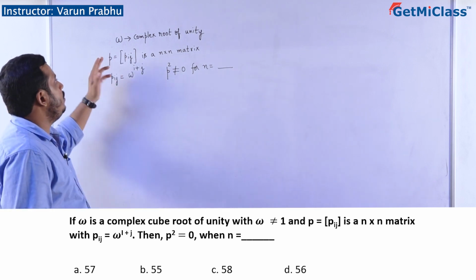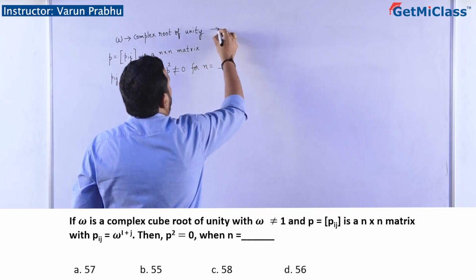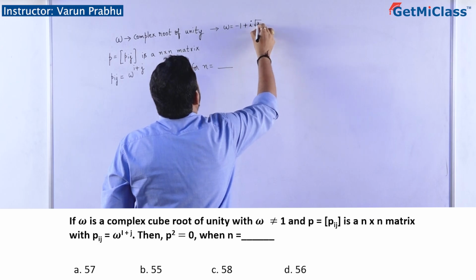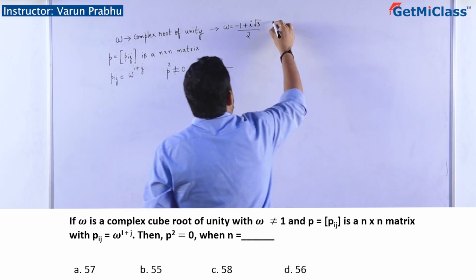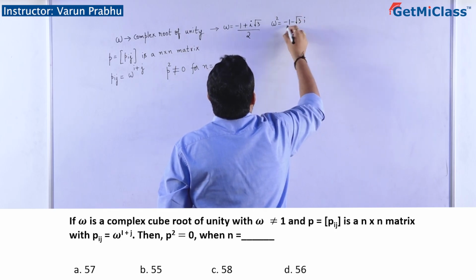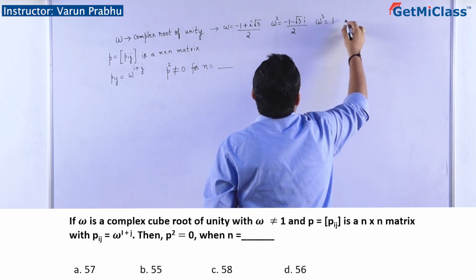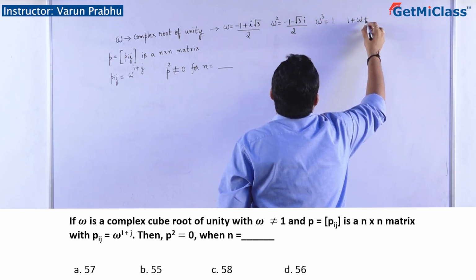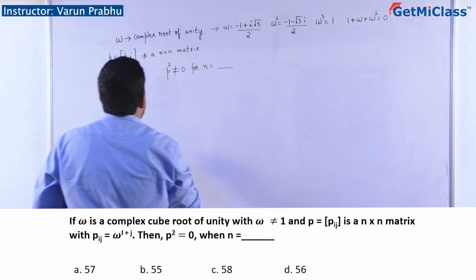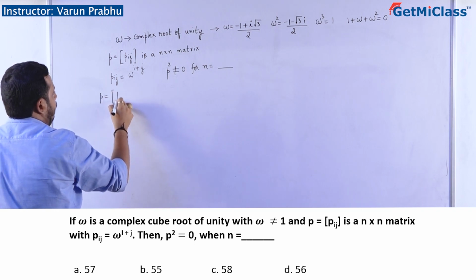If you look at this question, students, it's told in the problem that omega is a complex root of unity. So we know that omega is nothing but minus 1 plus i root 3 divided by 2. Correct? Omega square is equal to minus 1 minus i root 3 divided by 2. Omega cube is equal to 1, and 1 plus omega plus omega square is equal to 0.